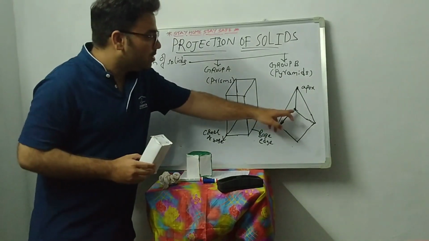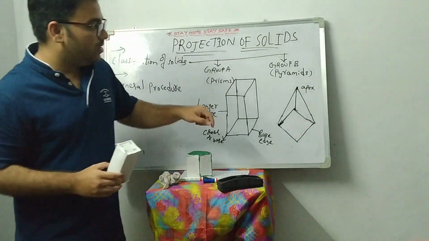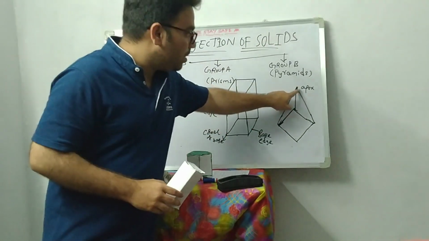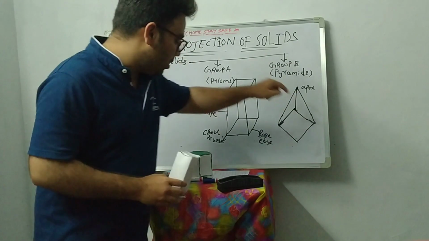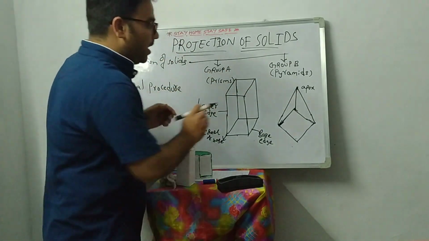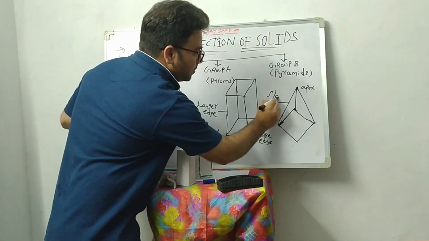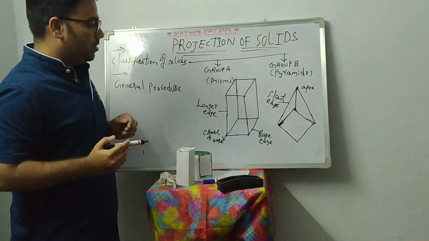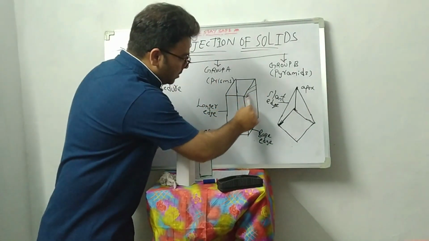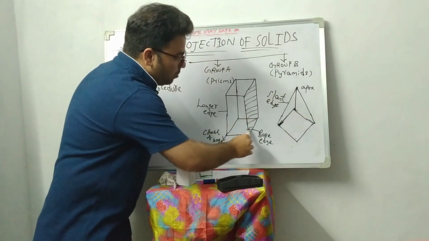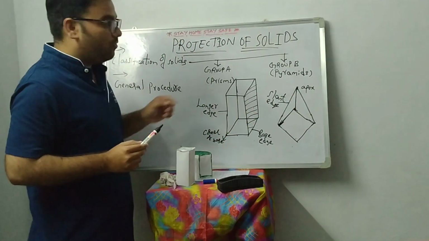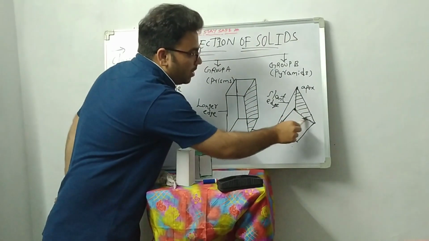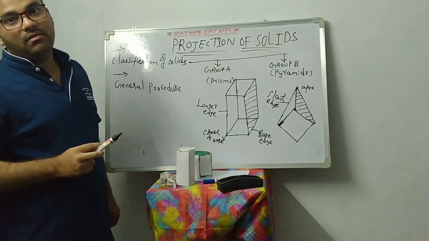Now coming to the pyramids, here this is the apex point and these lines are called slant edges. Whatever this total portion is, we call it a rectangular face for the prisms, and whatever this face is, this total face we call a triangular face.